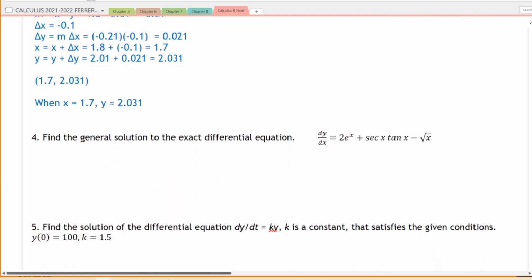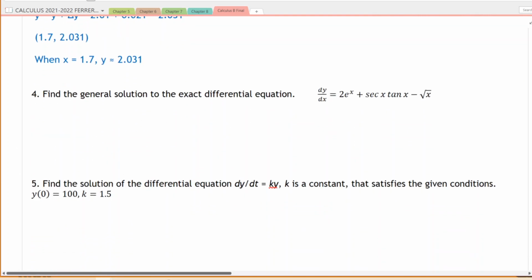Right, let's take a look at number 4. We have: find the general solution to the exact differential equation dy/dx equals 2e to the x, secant x tangent x, minus root x. Now this is one of those problems where just because you have a calculator doesn't mean you're going to use the calculator on every question on this part of the exam.